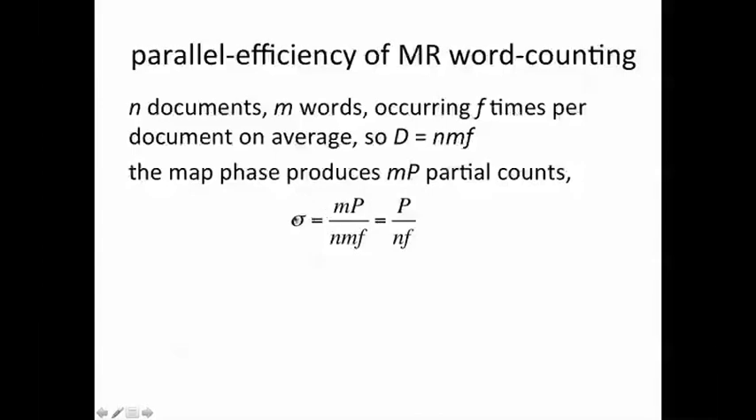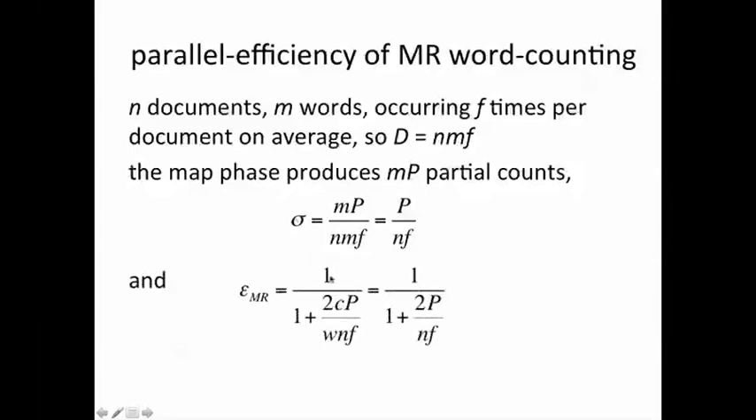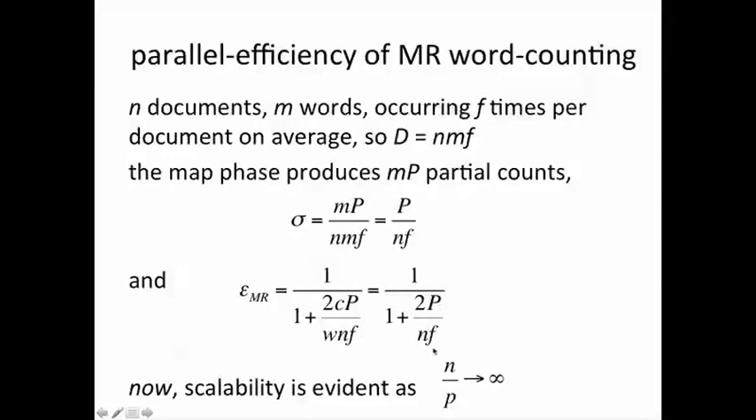Now let's see if we plug this into our equation. We get the parallel efficiency is this expression, 2c sigma by W. Now assuming W and c are the same, which is a simplifying assumption in our case, we get an expression that looks like this. Notice here that as the ratio n over p goes very large, that means you have large volumes of data, large numbers of documents, then the efficiency goes to 1, as we would expect for a scalable parallel algorithm.